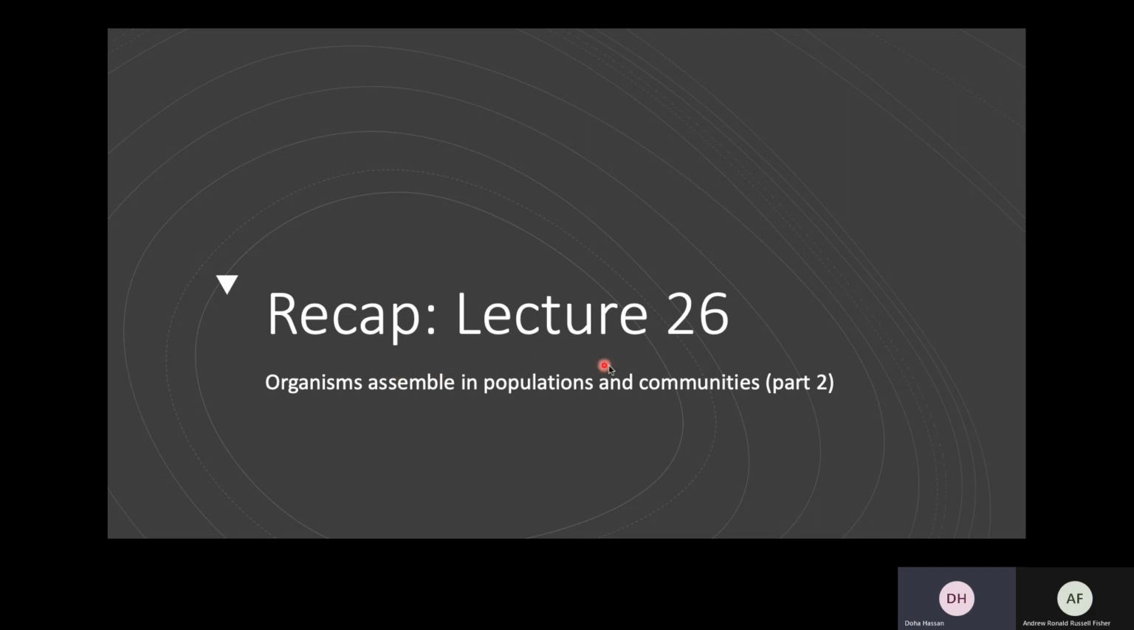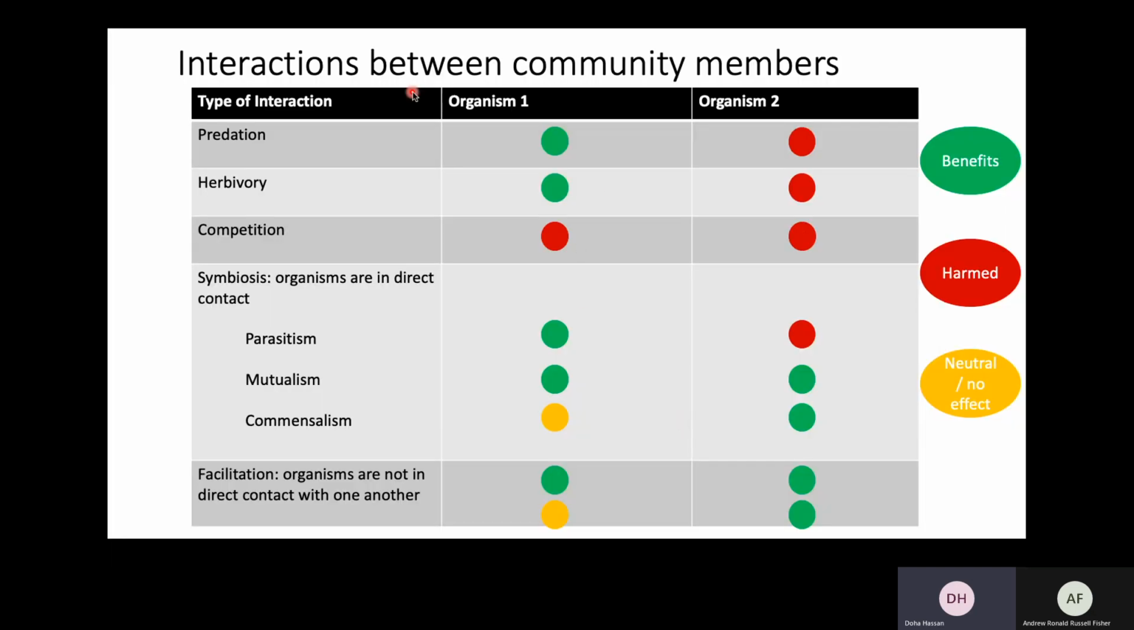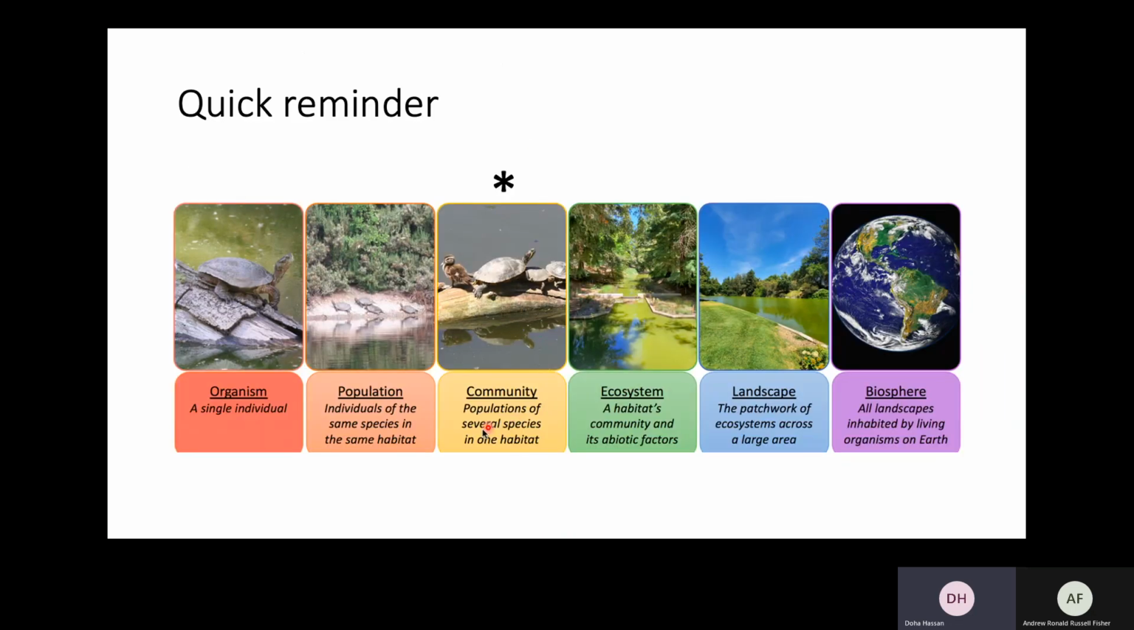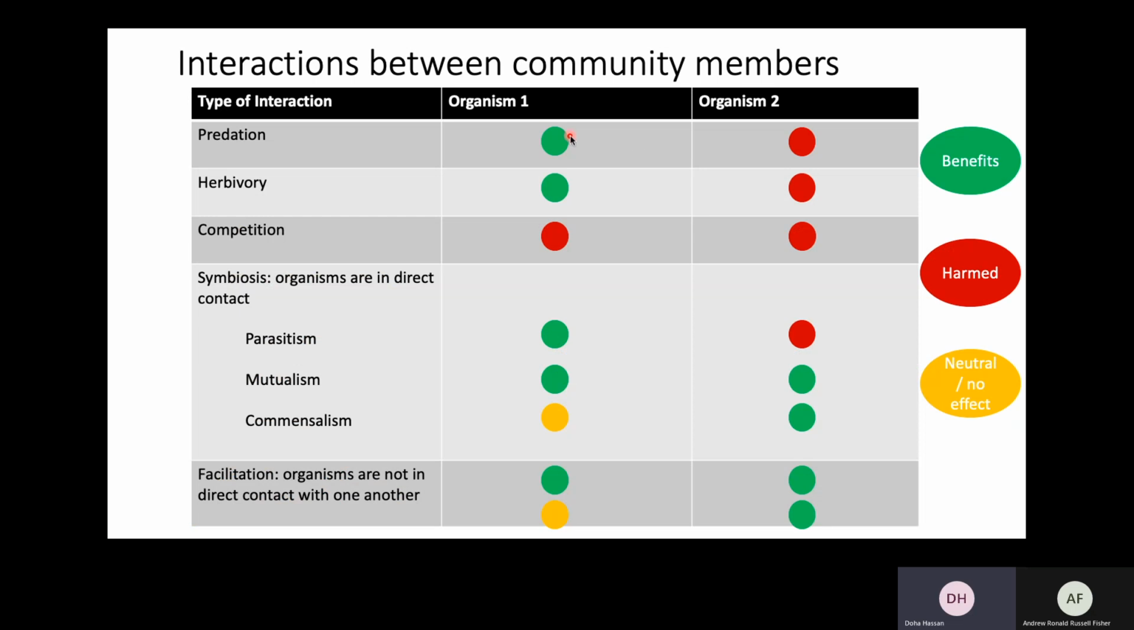But yeah, this is a recap of lecture 26. And this is just part 2 of the lecture that we were just reviewing right now. So let's talk about some of the ways we can categorize interactions between members in a community. And again, a community was this right here: populations of several species in one habitat. Previous to this, we were looking at populations. Now we're looking at communities, so this is one step above. We've zoomed out a little bit more. Now we're considering the same habitat, but members of different species and how they interact with one another in that habitat.